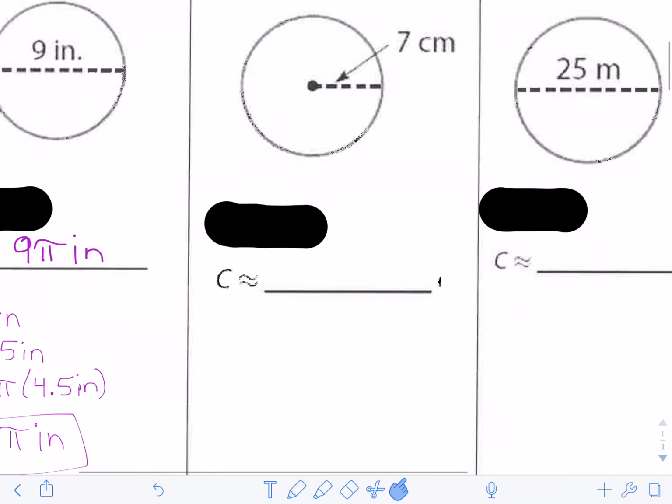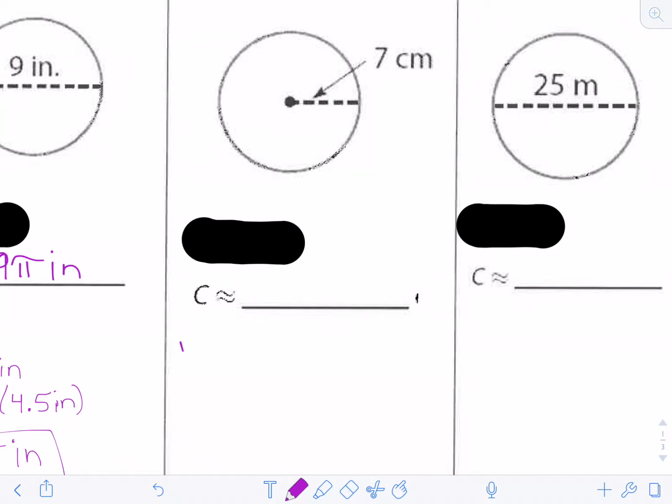Okay, so the second one, my radius is 7 centimeters. So my formula is circumference is equal to 2 pi r. And yes, you write this down every single time. In geometry, you have to show a lot of your work. So circumference is equal to 2 times pi times my radius, 7 centimeters.